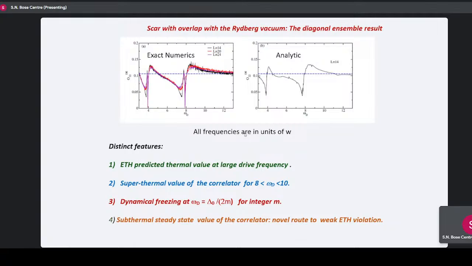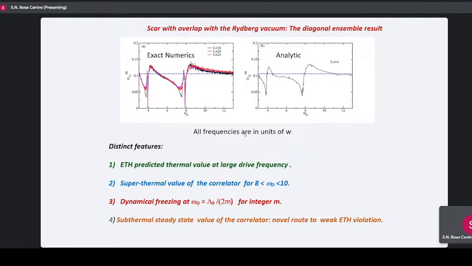So if we look at the diagonal ensemble value of this operator, and we plot it as a function of frequency, starting now from the ground state, we find that at high frequency, this is going to go to whatever the ETH predicts, which is this blue dotted line. However, when you go to lower frequency, it turns out that the behavior changes drastically. So there is this region where this value is larger than the thermal value, which we call the superthermal region. And here, if I show you the time dependence of this operator, you are going to see these oscillations.